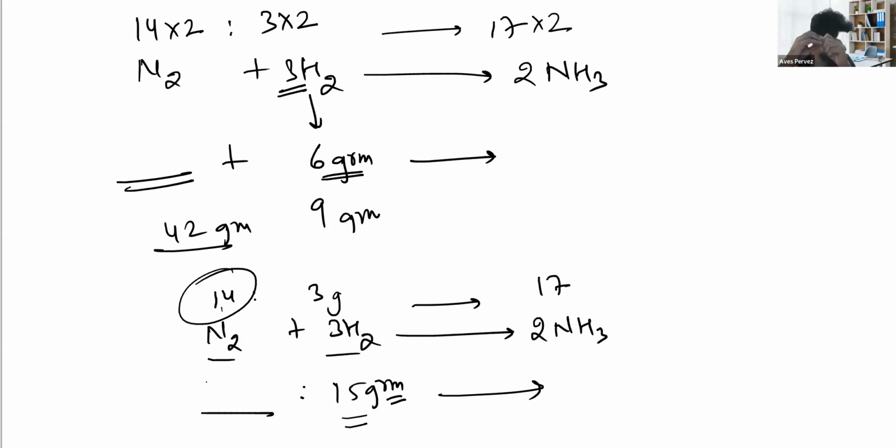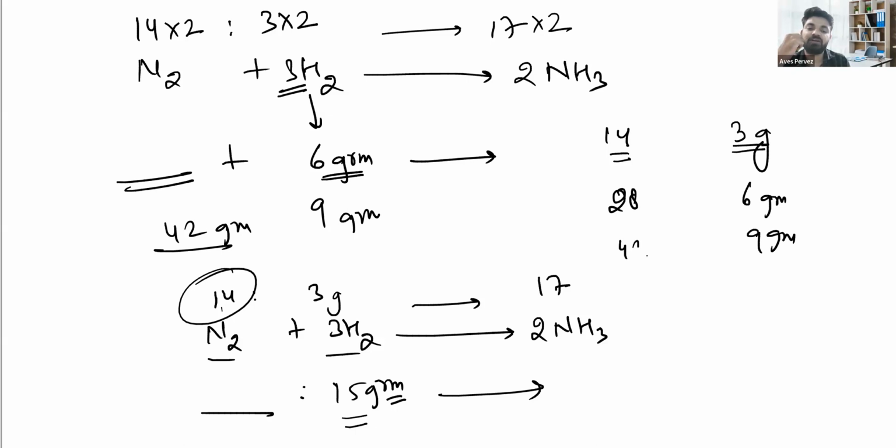Sir, 26. Why 26? You have 3 grams here, and for every 3 grams we need 14. For 6 grams we need 28. For 9 grams we need 42. For 12 grams we need 14 fours are 56. Sir, 72. Yes, we have to multiply.